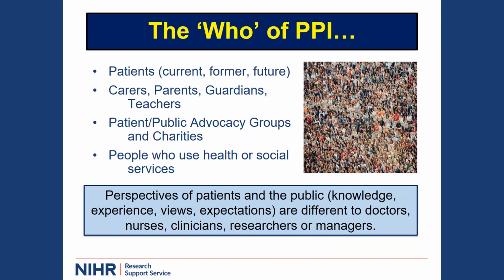The who of PPI, these are the 4 bullet points you will normally see about who are PPI. This is patients, current, former, and future. Already we're starting to see that's everyone. Carers, parents, guardians, teachers, they can be drawn from patient or public advocacy groups or charities. They can also be people who use health or social services. So basically, it is everybody, with the exception that the perspectives of patients and the public, their knowledge, their experience, their views, expectations will be different to doctors, nurses, clinicians, researchers, and managers.